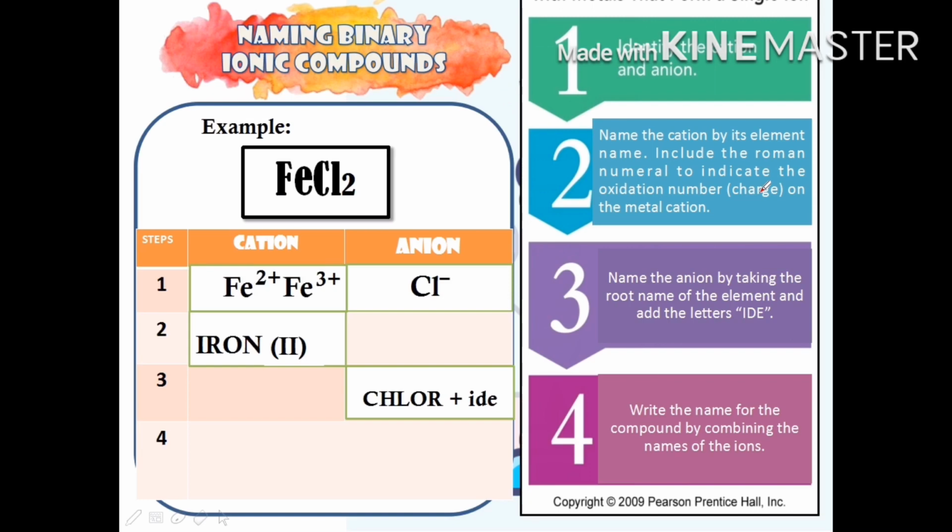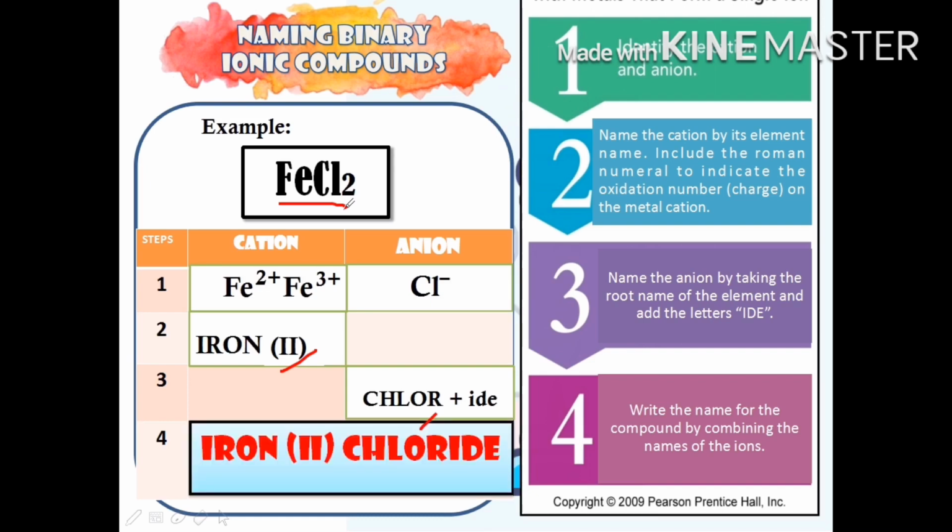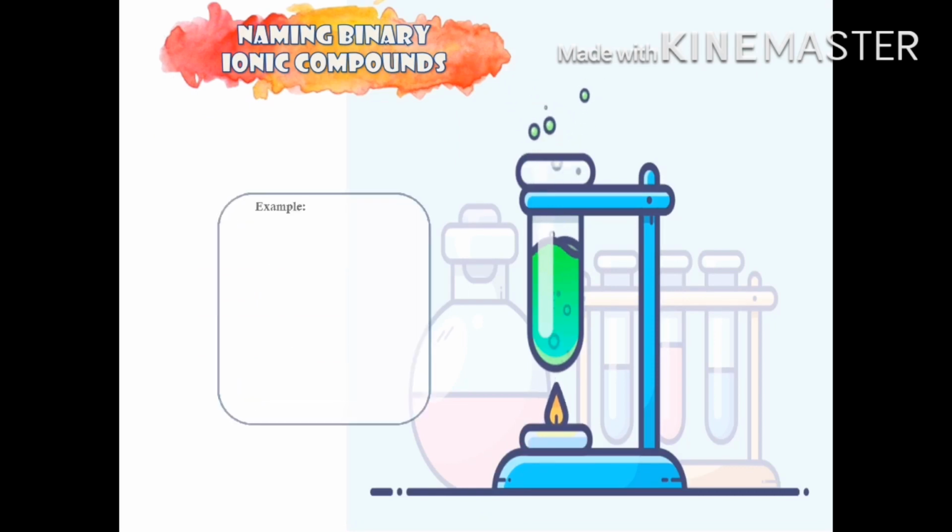And finally, we have to write the name of the compound by combining the names of the ions. For our cation, the name is iron 2, and our anion's name is chloride. So, the correct name of this formula FeCl2 is, right, it's iron 2 chloride. Let us have another example.